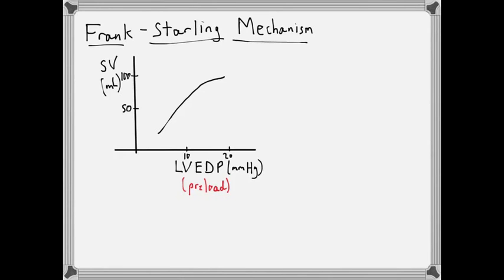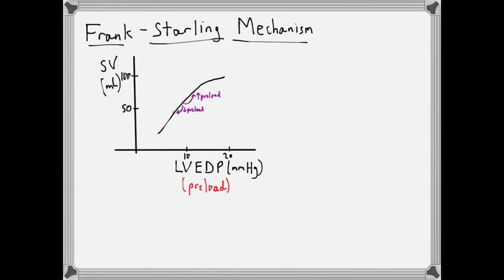So the relationship is simply as shown, and if we were to look at a particular point, such as the one that's marked in purple, an increase in preload will lead to a stroke volume in this direction, and a decrease in preload will lead to a decrease in stroke volume in this direction.